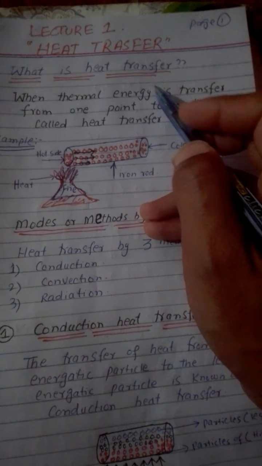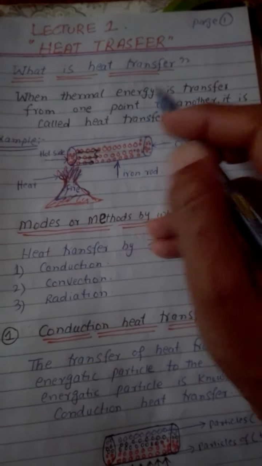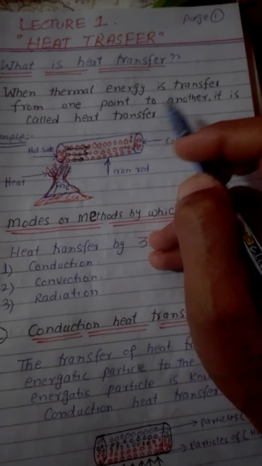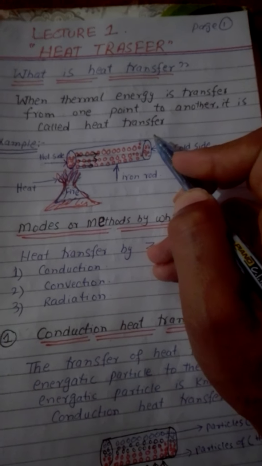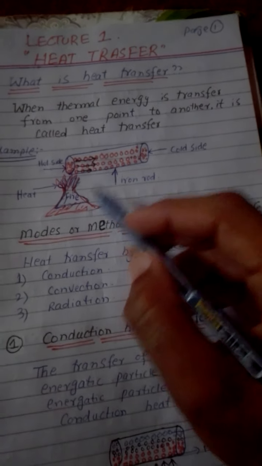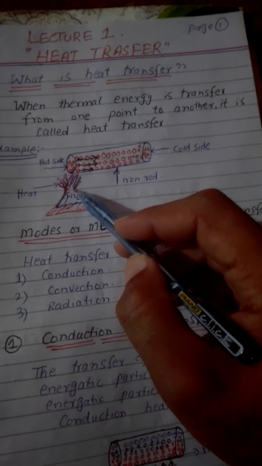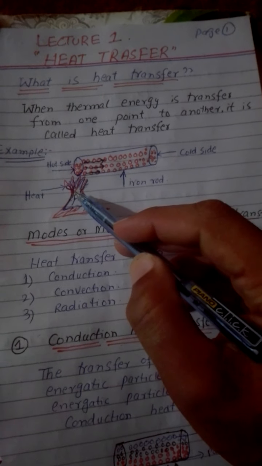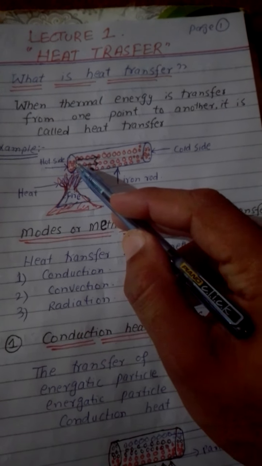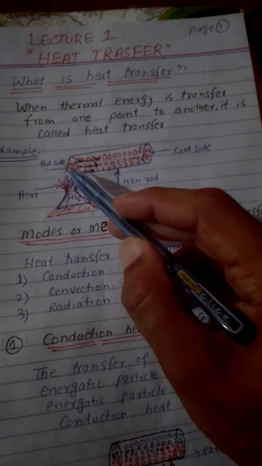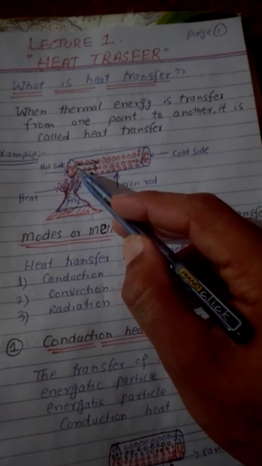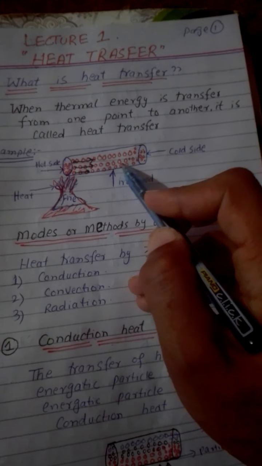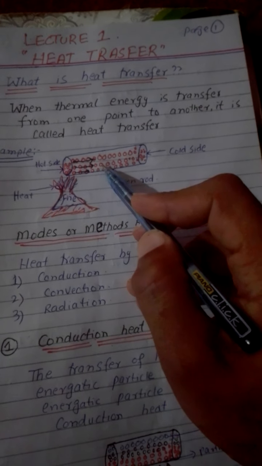What is heat transfer? When thermal energy is transferred from one point to another, it is called heat transfer. Suppose this is fire and this is the iron rod. We place one side of the iron rod on the fire. These are the atoms of the iron rod.